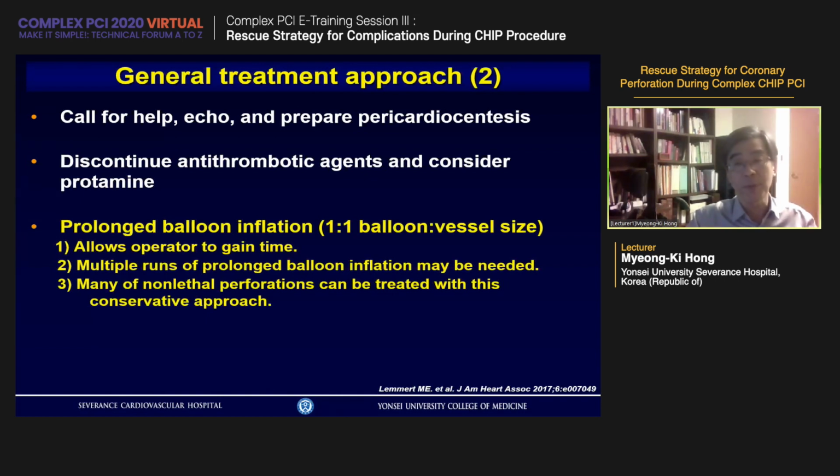When coronary artery perforation occurs, particularly unexpectedly, most operators are so embarrassed. What can I do? Therefore, the first step is balloon inflation to block the bleeding site. And then take time, and consider the next step. Prolonged balloon inflation, multiple times, may be needed. In cases of non-lethal coronary artery perforation, many cases will be treated with balloon inflation itself.